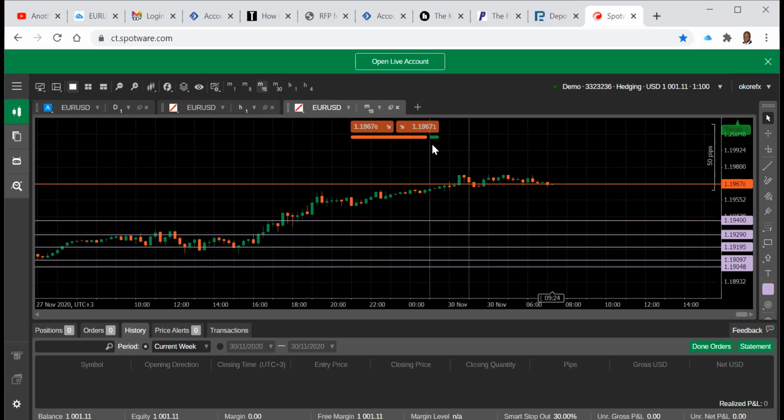What is the lot size? The lot size is this number that comes here in between. Here we go. Here we have 0.01. So there's some dynamics there. If you trade 0.01, this is what happens. This is what you get.